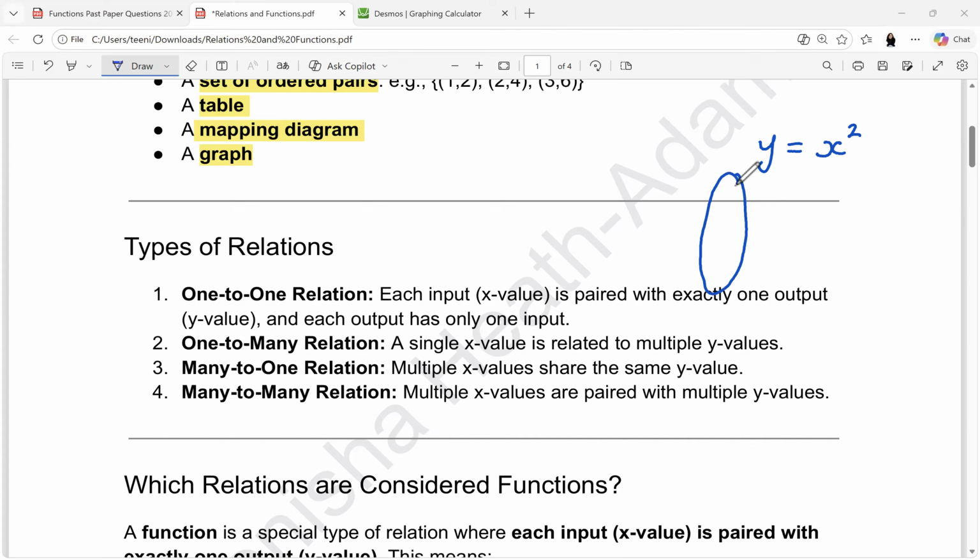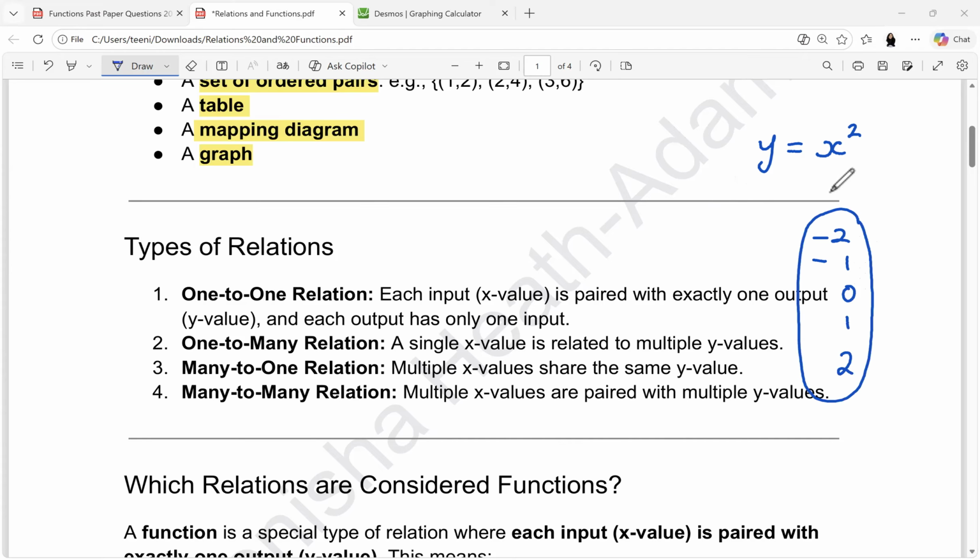So let's say we had -1. Actually, let's start with -2. I'm putting it in a mapping diagram because I find it's easy to spot in a mapping diagram. So if we have -2, -1, 0, 1, and 2, and these are your x values, and then you have your y values. Well, if y is x squared, -2 squared is 4, -1 squared is 1, 0 squared is 0, 1 squared is 1, and 2 squared is 4, right?